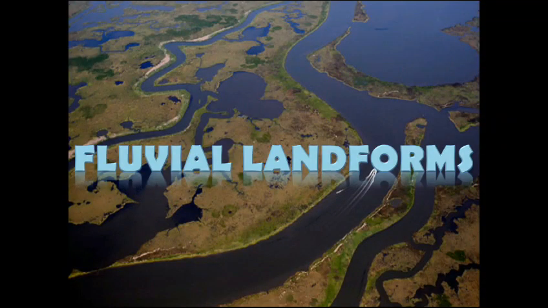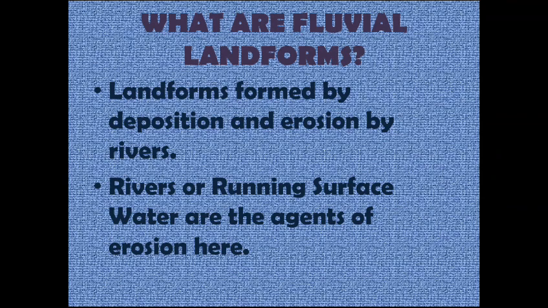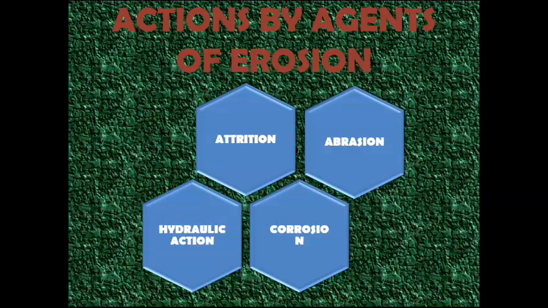Hello everyone, today I'll be talking about the fluvial landforms. So first of all, we should know what these are. These are the landforms formed by the depositional and erosional work of rivers. Rivers or running surface water are the agents of erosion here. Some actions are performed by these agents of erosion by which these features are formed.